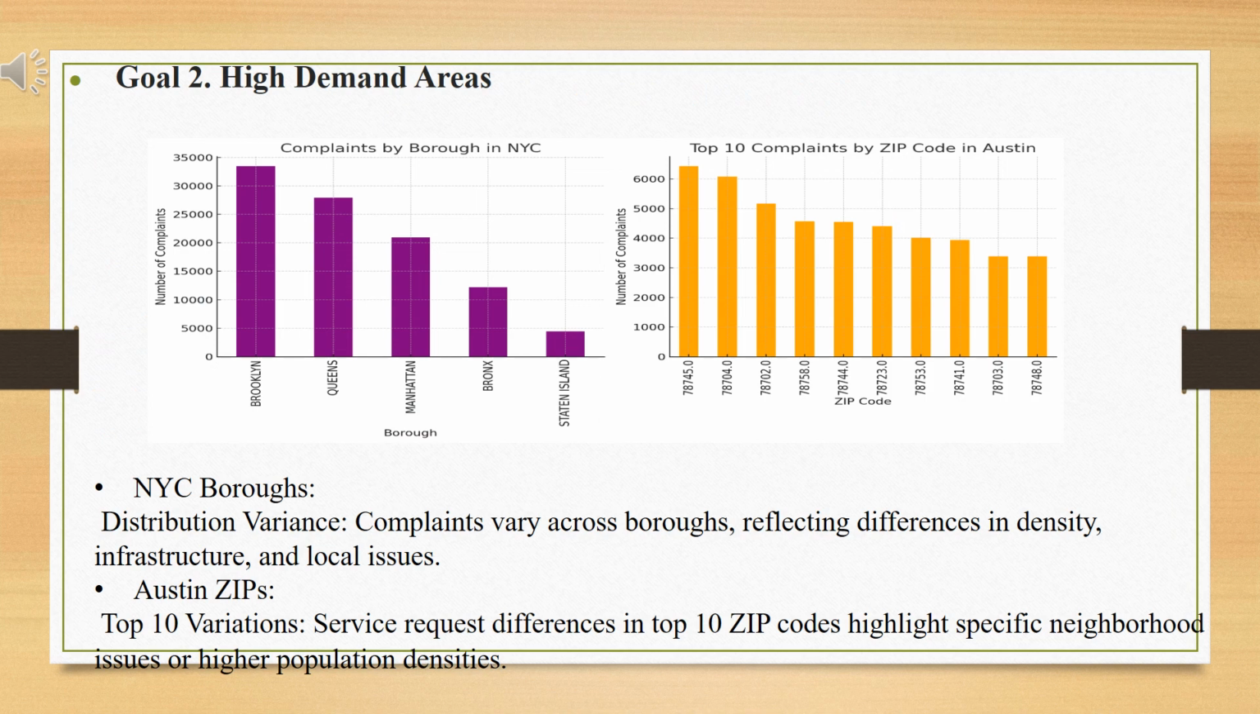Coming to goal 2 preliminary analysis, goal 2 is high demand areas. You can see two of them, borough and zip code. New York City borough distribution variance: complaints vary across boroughs, reflecting differences in density, infrastructure, and local issues.